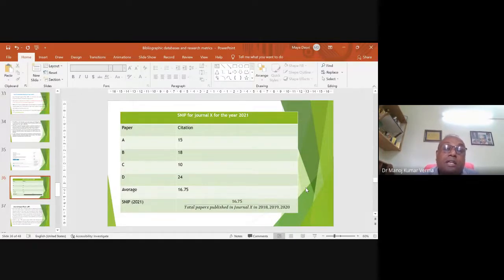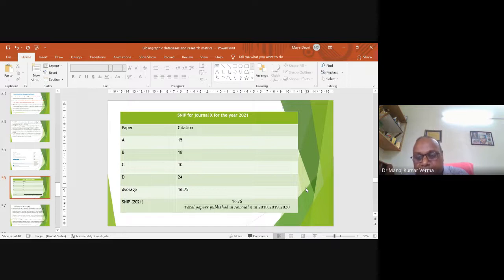Okay, so you have to add all of these, because it is saying the average citation. Average citation, how will you calculate? You have to add all these numbers and divide by 5. So the article D got 24, but the average citation is 16.75. So SNP for 2021 will be 16.75 divided by the total published articles in journal X.